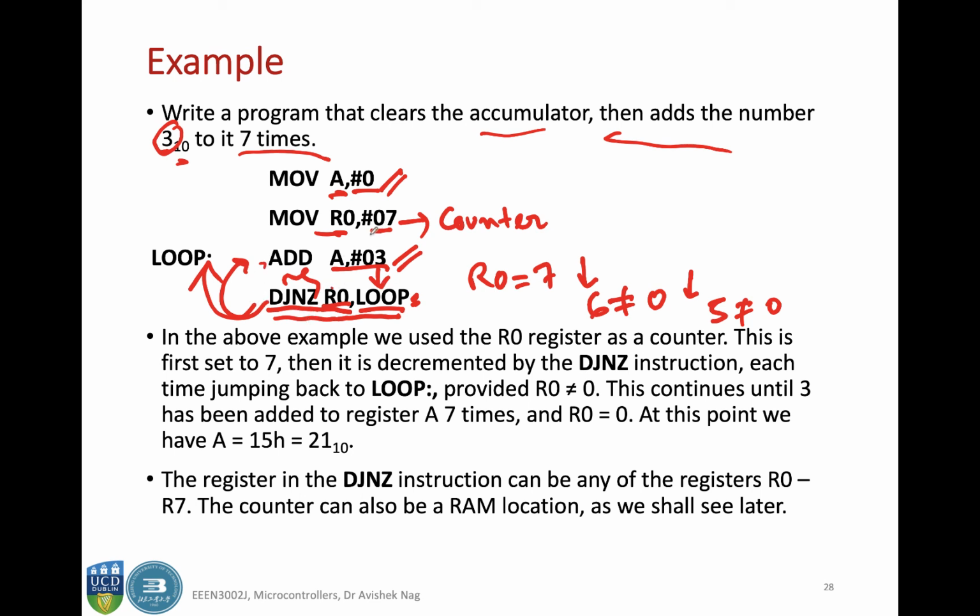In that way you are adding 3 to the accumulator 7 times, because this loop is running up to the value of R0, which is 7, as you loaded it previously. You will see that the final outcome will be 21 in decimal or 15 in hex, and that will be the result stored in the accumulator. And the register in the DJNZ instruction can be any of the registers, R0 to R7. You can choose anything according to your will.